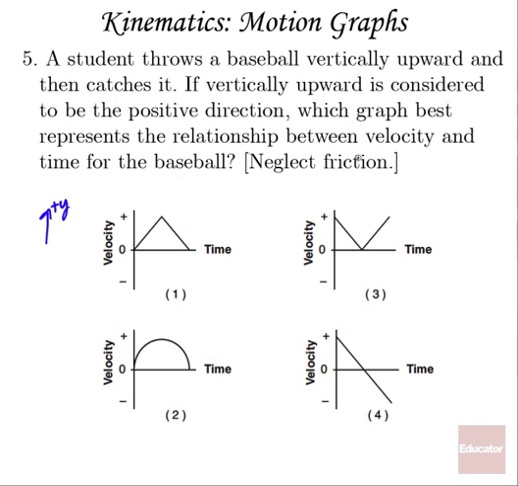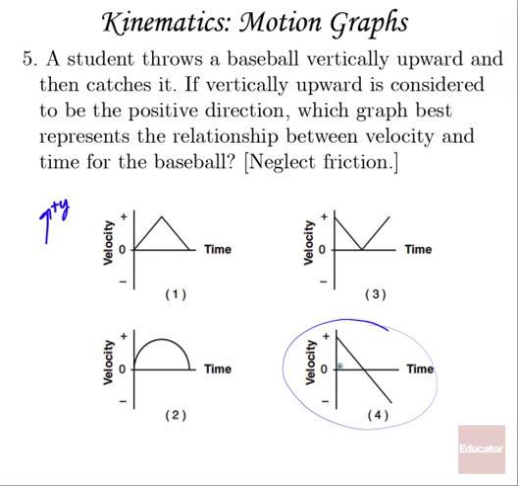So partway through its path, it's going to have 0 velocity, and then it's going to come back down. Greater and greater magnitude, greater and greater speed, but in the opposite direction. So it's going to have a larger and larger negative velocity. The graph that shows this best is number 4.